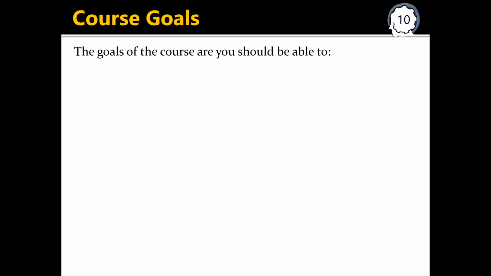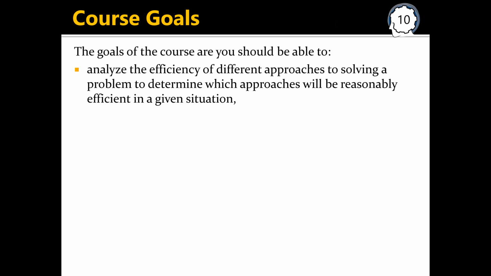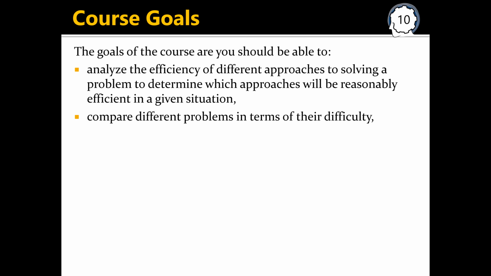So what are then the course goals? The course goals are that you should be able to analyze the efficiency of different approaches to solving a problem to determine what approaches will be reasonable and efficient in a given situation. So this is basically trying to figure out which solution or type of solution works for what type of problem. You should be able to compare different problems in terms of their difficulty.